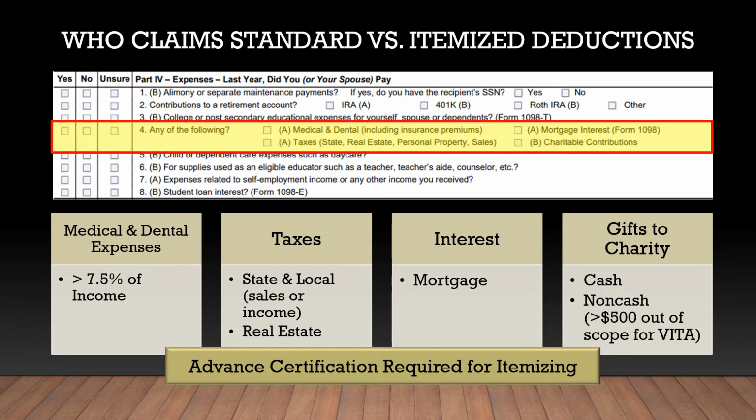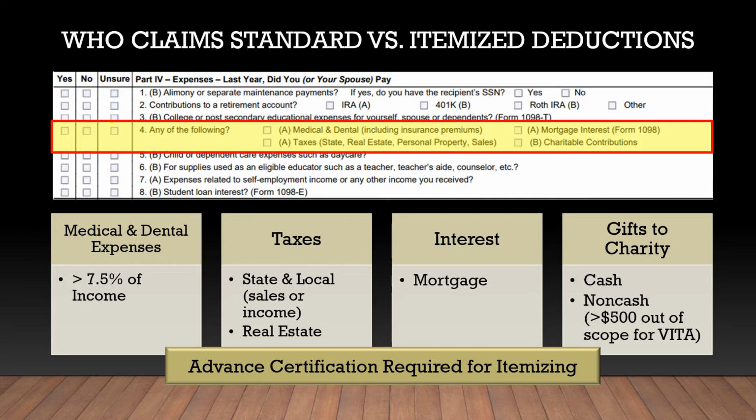If they have checked medical and dental expenses, ask how much. Expenses that are less than 7.5% of their income are not deductible at all. Also, note that insurance premiums may or may not be deductible depending on whether they were already deducted from taxable income reported on their W-2. Check box 12 for code DD.